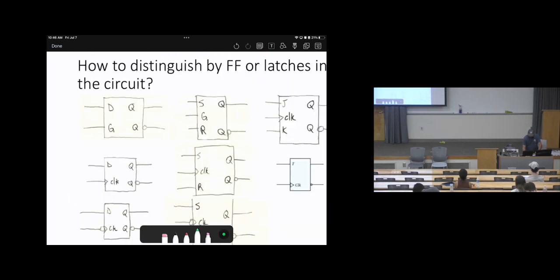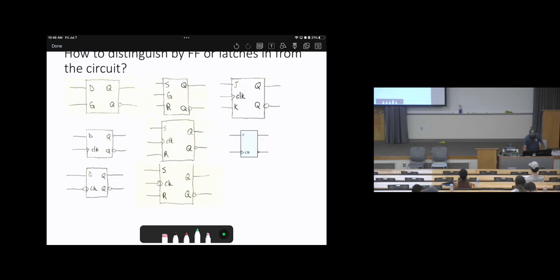Now let's look at these models and determine what are those. Are those latches or flip-flops? How about this one? The first one. It's D and there are gates. Do you see any triangular shape? No, so it's a latch. So what's this called? D latch, right? How about this one? SR latch, right? How about this one?